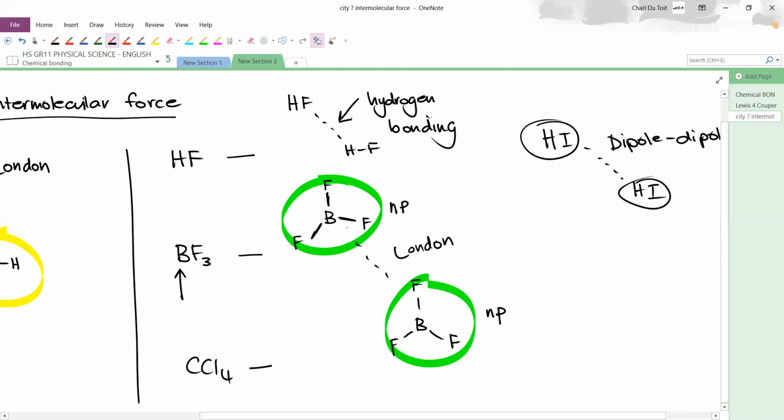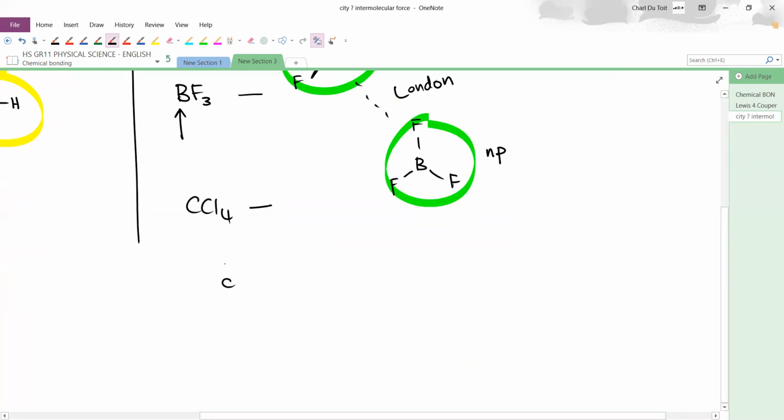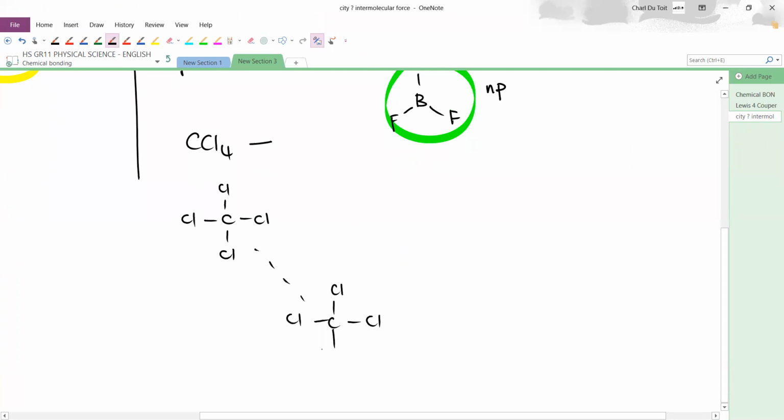There are no electrons that are not bonded to any atom. So those angles between the fluorine atoms are exactly the same, 120 degrees. There isn't any lone pair of electrons. Okay, good, that's a difficult one. And then CCl4 looks exactly like your CH4 molecule. So it's also non-polar, and another CCl4 is also non-polar. So it's again London forces.